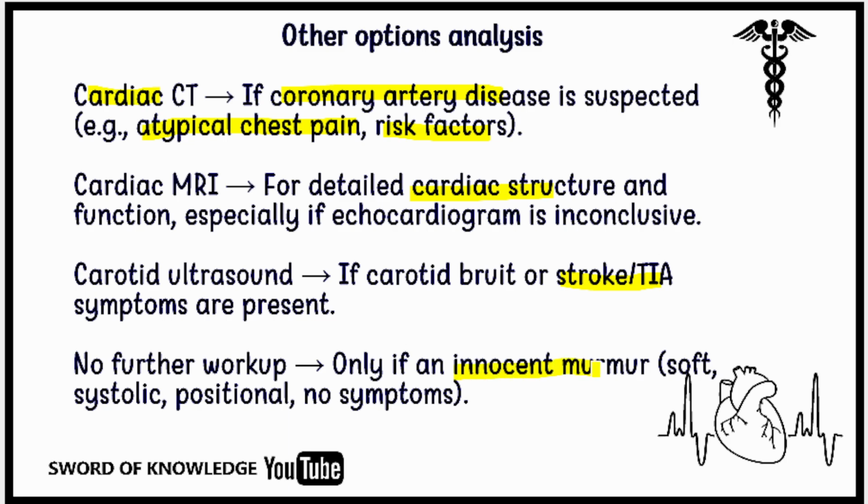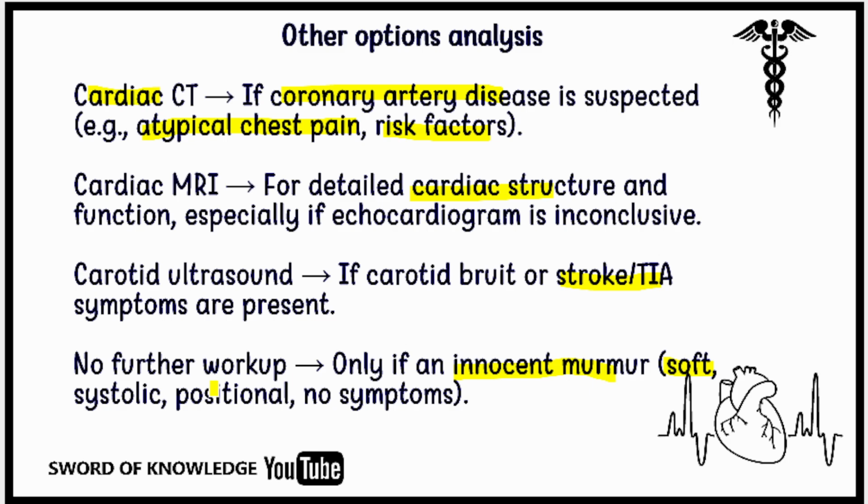is an innocent murmur. This is categorized by grading and also the type of murmur, either diastolic or systolic. Remember, this patient has a grade 2 diastolic murmur, and diastolic murmurs are always pathological. Remember that. If the patient had a systolic murmur and the grade was 1 or 2, then the option would be no further workup required. So here the problem is not the grading, which by itself would point to no further workup, but the type of murmur is diastolic, so we do echocardiography.